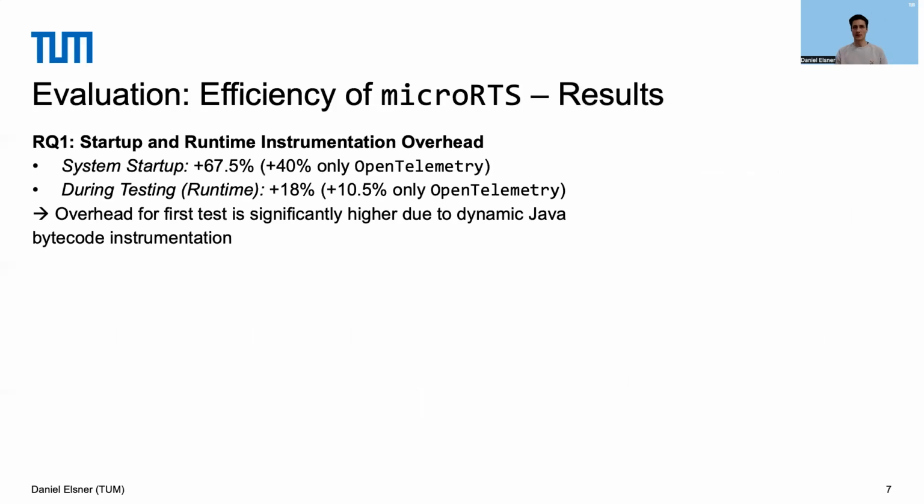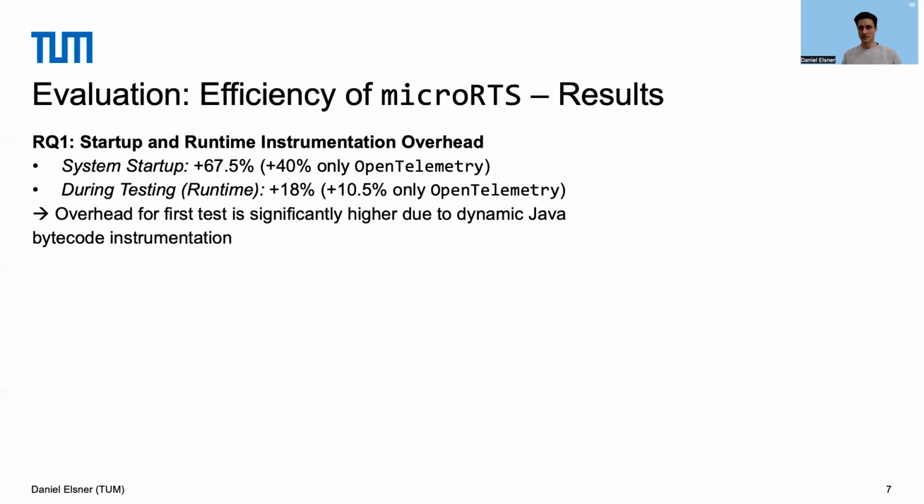The results look as follows. First, for the first research question, we see that during system startup, microRTS introduces an overhead of 67.5%. And by having a closer look and also running it only with the OpenTelemetry instrumentation, we see that 40% actually already come from OpenTelemetry. So they're just required to have the distributed tracing in place. During testing, we see that microRTS introduces 18% of instrumentation overhead, runtime overhead, and again, 10.5% already come from OpenTelemetry.